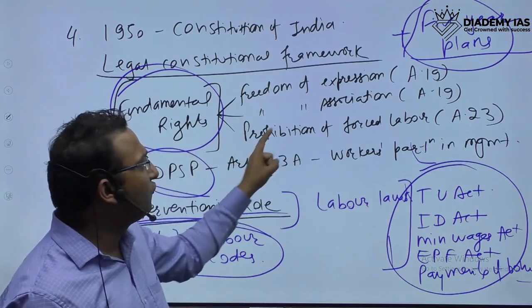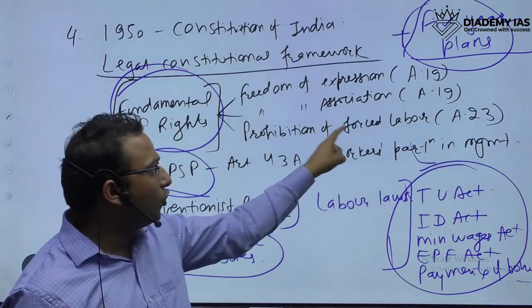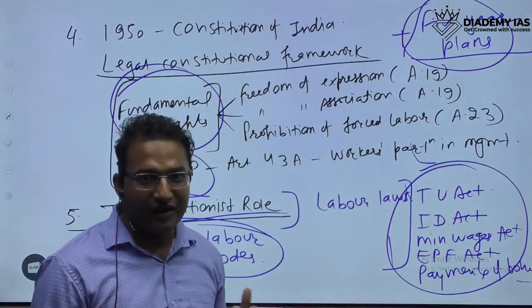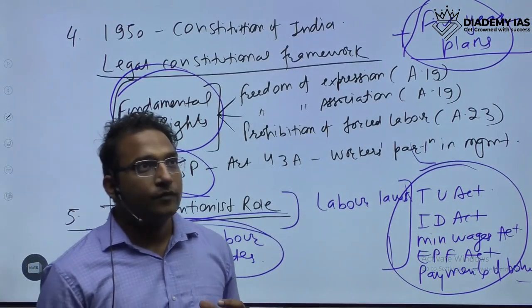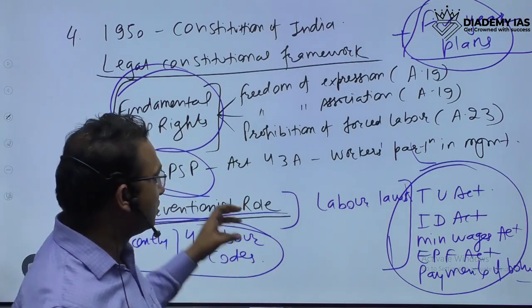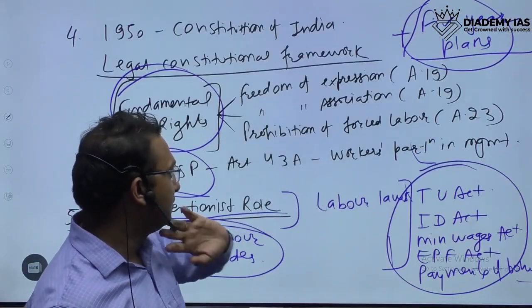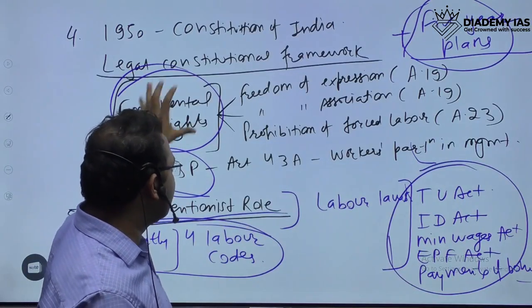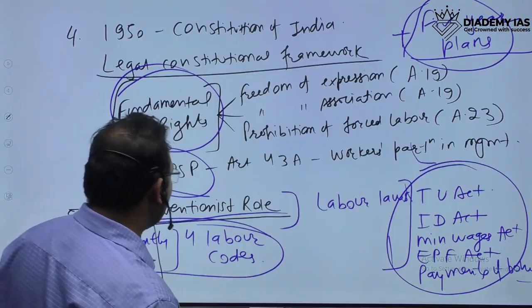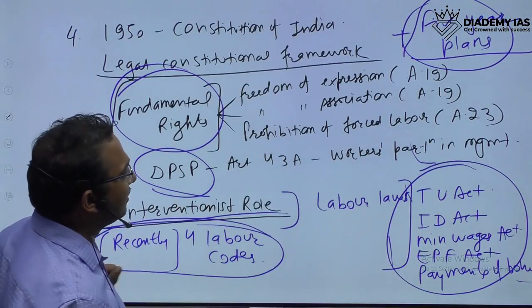Then prohibition of forced labor, Article 23. Basically, no person can be forced into forced labor. The forced labor concept has been removed, Article 23. These are the three important fundamental rights. Apart from this, we have multiple DPSPs, importantly, for example, Article 43A.